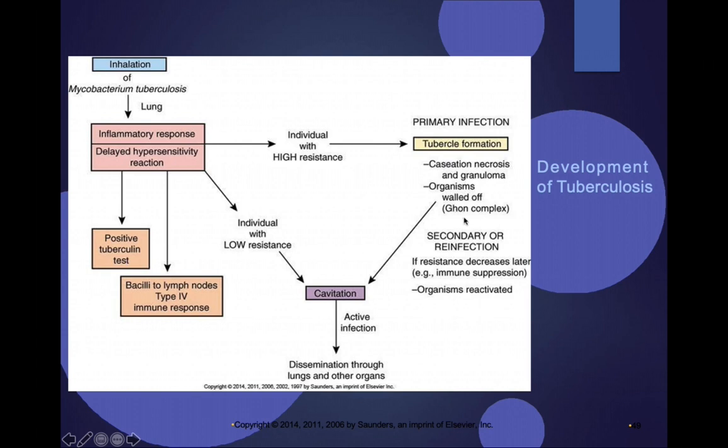Okay, now the Ghon complex is quiet. There's no issues with it until their immune system becomes suppressed. Now it becomes reactivated and leads to cavitation. The cavitation destroys the lung tissue. It destroys the blood vessels, and now it can disseminate to other parts of the body. Okay?